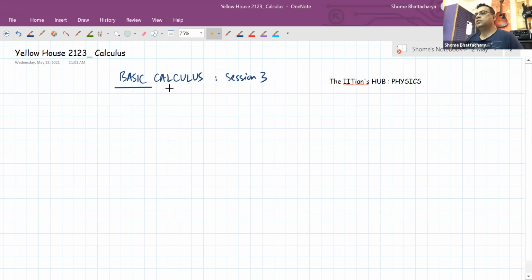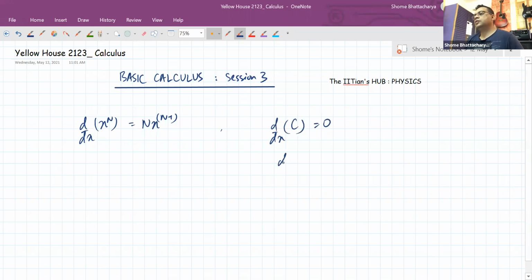So we had seen some basic formulas of differentiation last time: differentiation of x to the power n is given by this formula, where n can be any real number. Differentiation of any constant is 0. Differentiation of a linear function is nothing but the slope of the linear function. Differentiation of a constant multiplied by a function becomes the constant times the differentiation of that function.